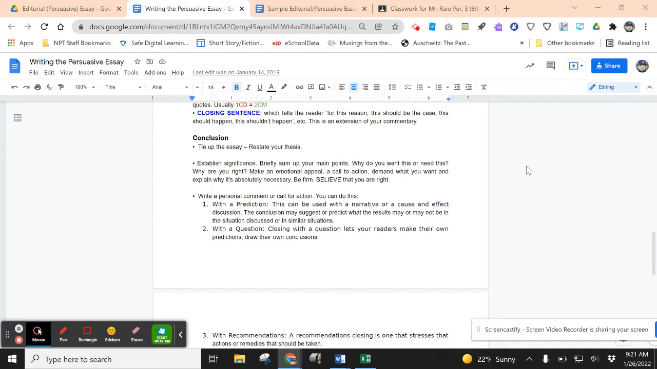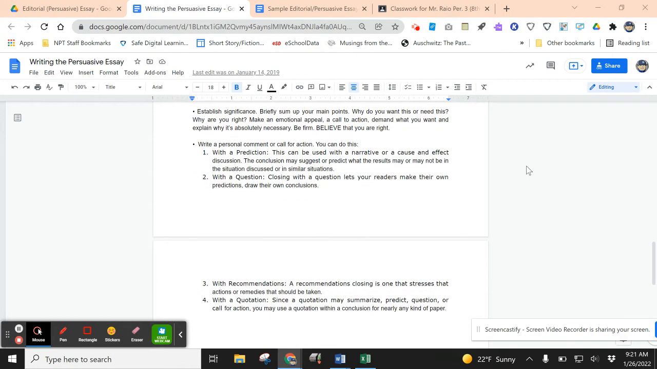Okay, you can do this with a prediction. This can be used with a narrative or a cause and effect discussion. The conclusion may suggest or predict what the results may or may not be in the situation discussed, right? If this does not change, then this. If this changes, this great thing will happen.